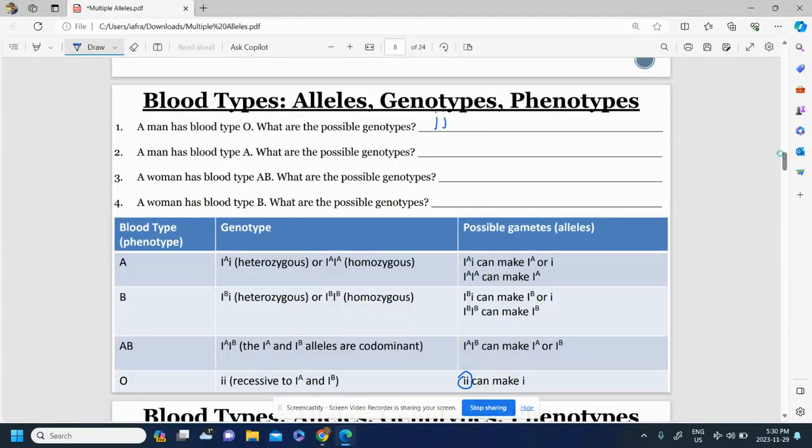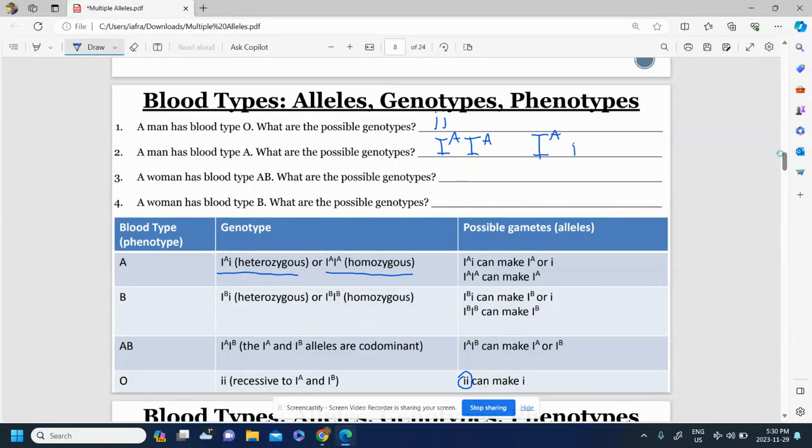A man has blood type A. What are the possible genotypes? So if you look at blood type A, there's two possibilities. You could be heterozygous or you could be homozygous for A. And you need to memorize that. So you have the IA allele, like this, two of them if you're homozygous. Or if you're heterozygous, IA, little i.